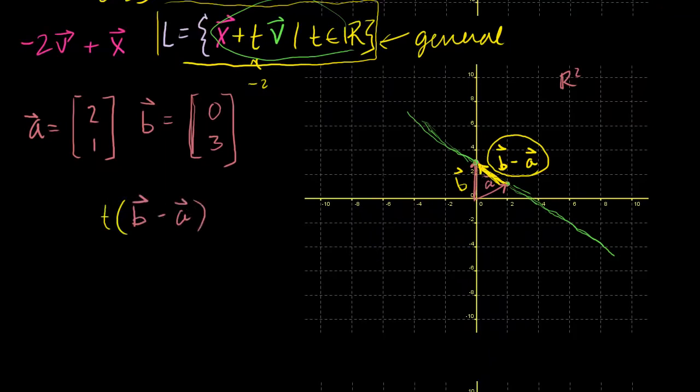So b minus a looks like that. But if we were to draw it in standard form, remember, in standard form, b minus a would look something like this. It would start at 0. It would be parallel to this. And then from 0, we would draw its endpoint.